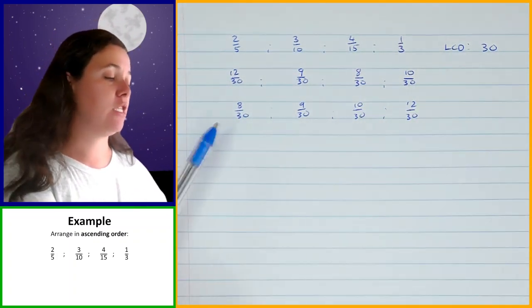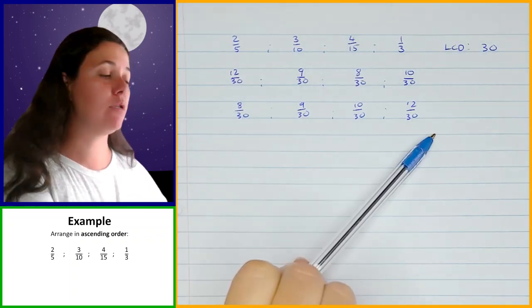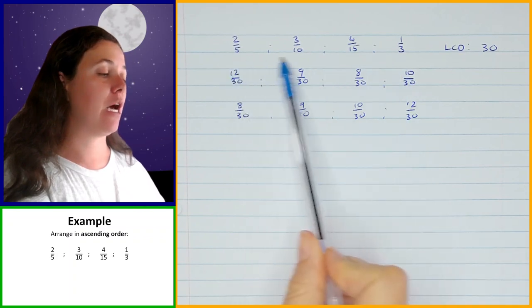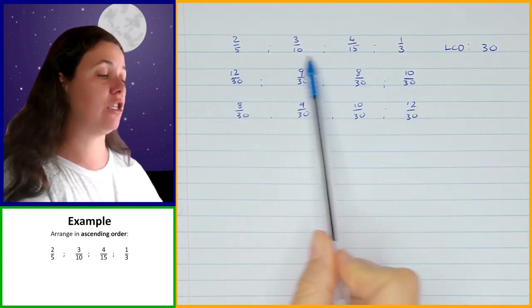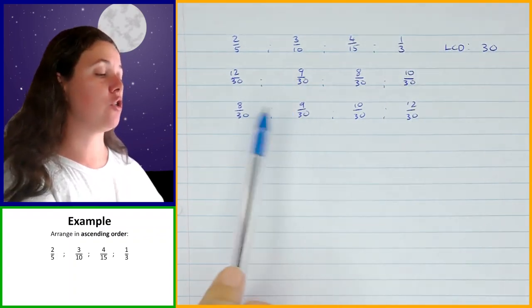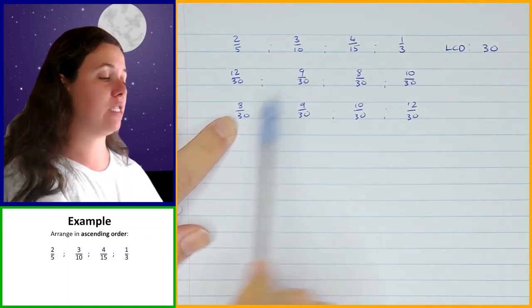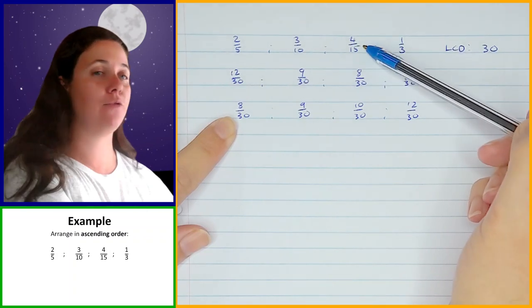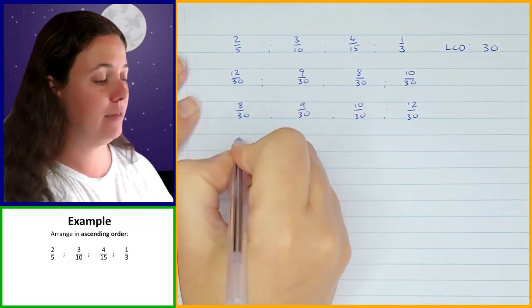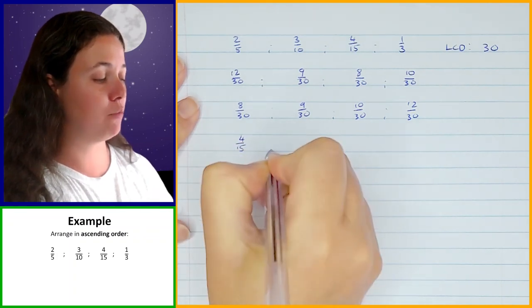But I wasn't asked to arrange these fractions. I was asked to arrange those fractions. So I need to make sure that I answer the question, which is arranging these fractions in order from smallest to biggest, in ascending order. So let's have a look. 8/30 is first. 8/30 is the same as 4/15. So I need to write that one first over here. So 4/15 is the smallest.